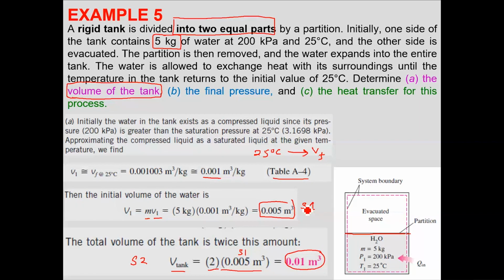And if the final volume is known to you, can you find out the specific volume associated with this? Since the mass remains constant, the specific volume at state 2 would be what? V2 divided by the mass, which is 5 kg. So this is your specific volume at the final state. Clear enough? Is this point clear? All right.